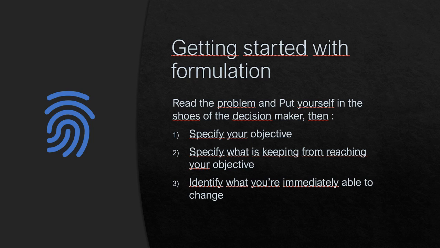So, what are we supposed to do when we have to formulate a problem? What do we even begin with? Well, first of all, we need to read the problem and put ourselves in the shoes of the decision maker. Then we need to ask ourselves three questions. What is my objective? And what is keeping me from reaching this objective? And finally, what is the thing I can manipulate or change in order to achieve this objective?